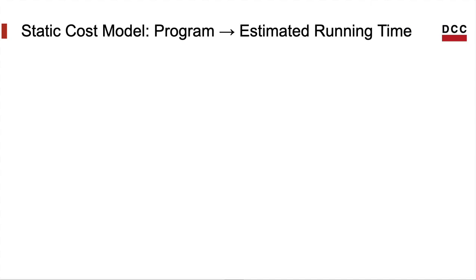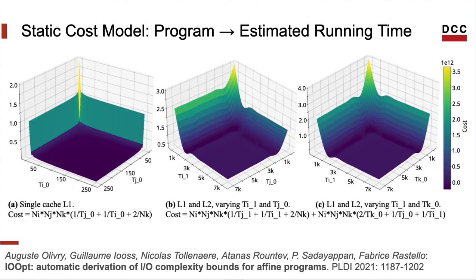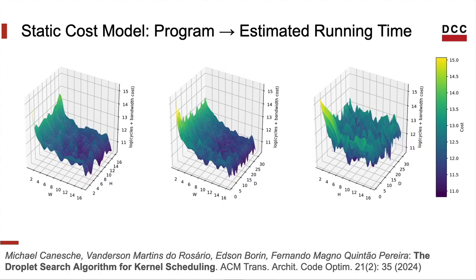Static cost models are functions that try to predict program behavior based on the features of the architecture where these programs run. There are many different static cost models. For instance, here we can see different performance surfaces produced with the cost model proposed by Olivry in 2021. In this case, we are varying the size of the tiling factors and plotting the predicted performance. Here are surfaces produced for similar programs, but this time using the cost model adopted in the XNNC compiler from Cadence Design Systems. This cost model is briefly discussed in this paper, the Droplet paper, by Kaneski et al.